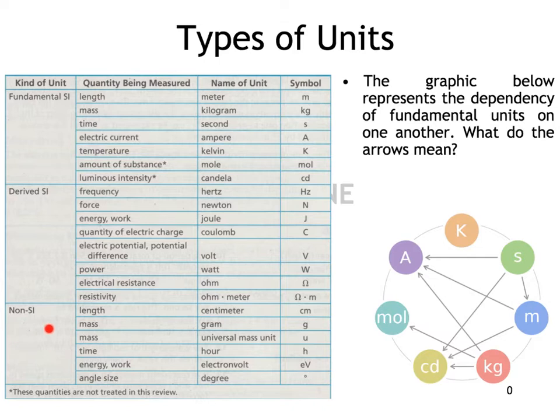They're not System International. So the fundamental units that I want to point out before we go back to the previous slide are length, which is measured in meters, mass, measured in kilograms, time, measured in seconds, current, measured in amperes, temperature, measured in Kelvin, amount, which is measured in moles, and luminosity, which is measured in candelas. So let's go back to the previous slide and answer that question.